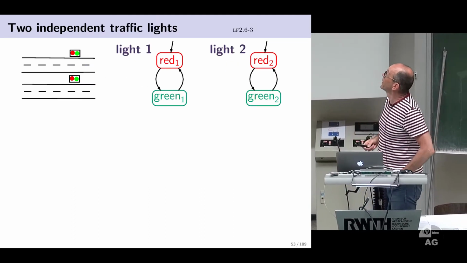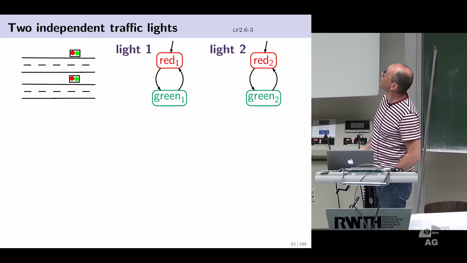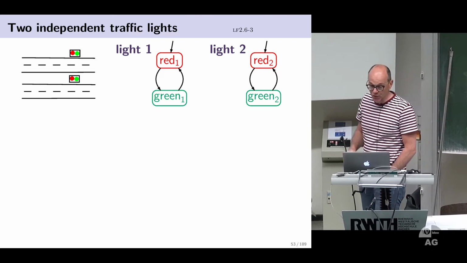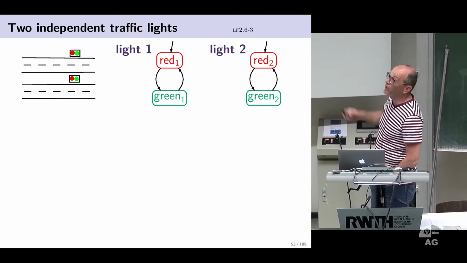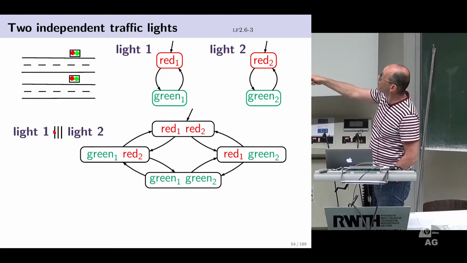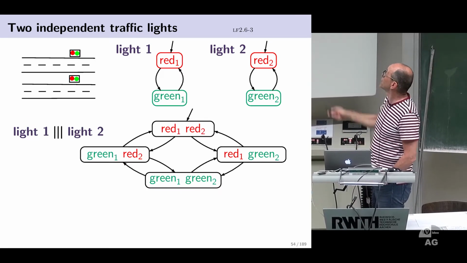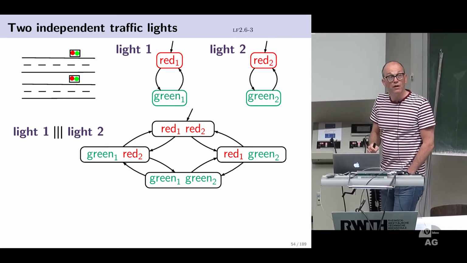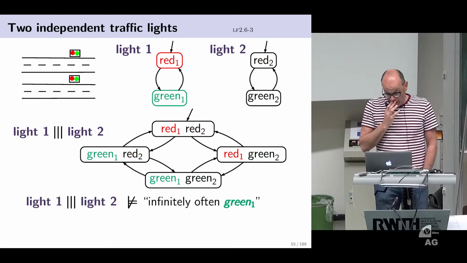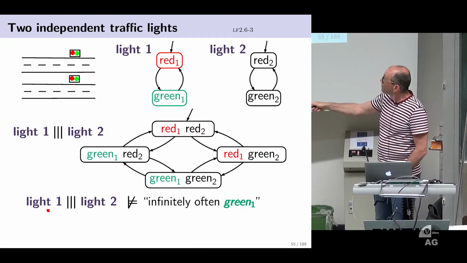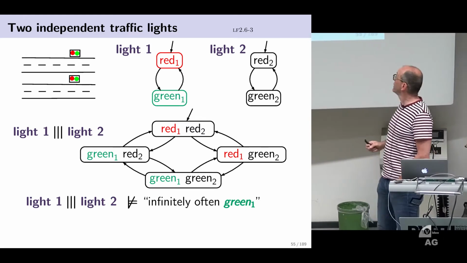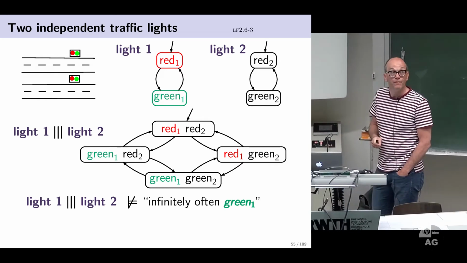So this was an example we have seen earlier. We have two independent, very simple traffic lights. Very simple means they only have two states, green or red, and they run in parallel. Running in parallel means that if you take the interleaving of the two traffic lights, this will be the usual Cartesian product of their state space. Now, this parallel composition of the two traffic lights does not satisfy the property infinitely often green 1.